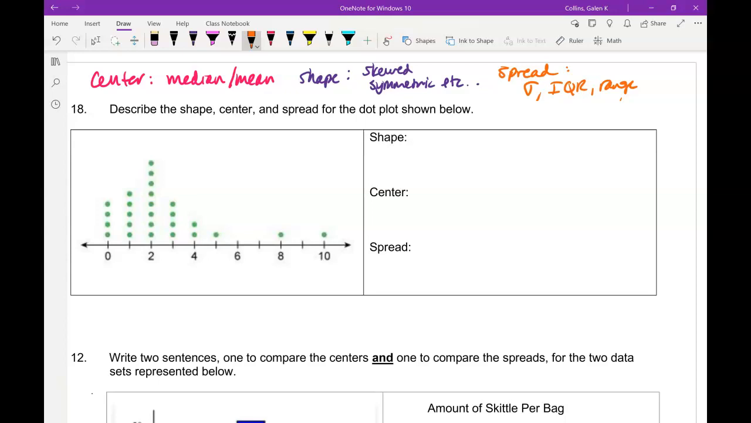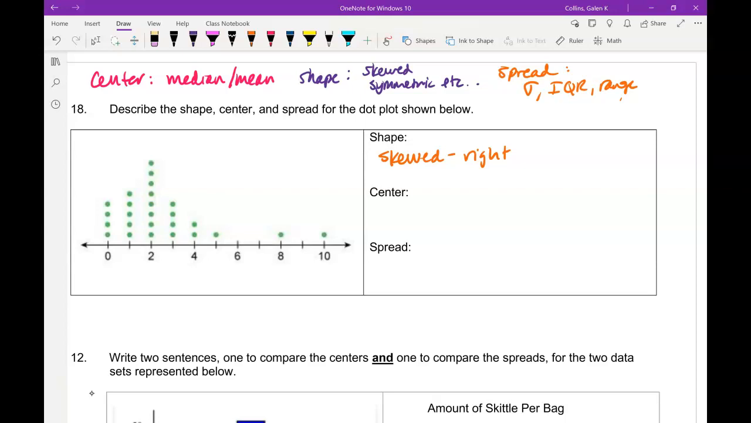So for number 18, when I look at the shape of this data, I see a big cluster of data here, but then some data out here that kind of tapers off. So I'm going to say that the shape is that this data is skewed right. When we see this kind of tail, with some data out here, that skew is going to pull our mean in that direction. We could say that data is skewed right.